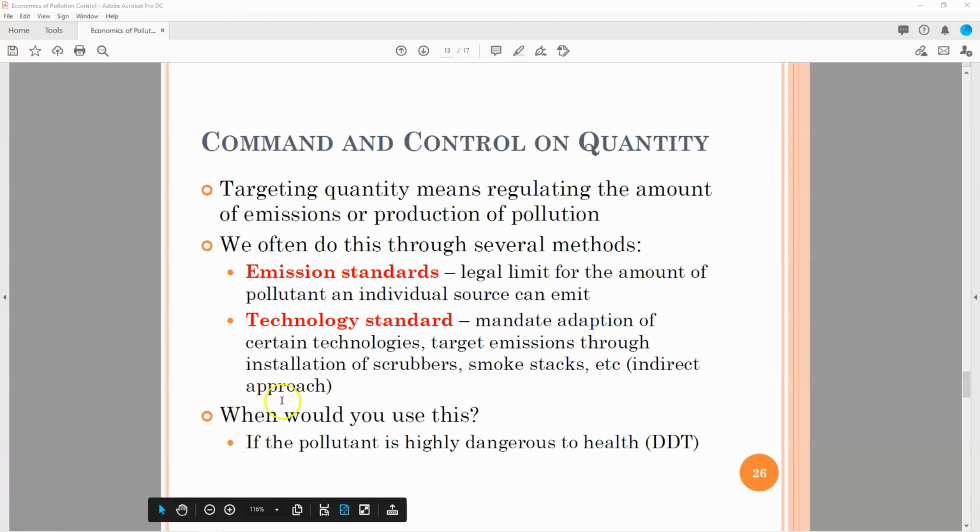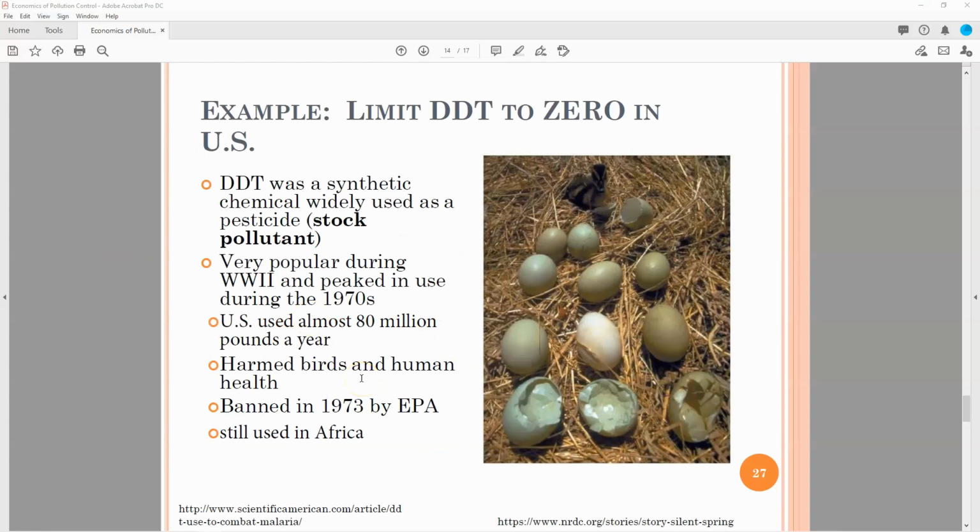When would you use this method? If the pollutant is highly dangerous to human health or highly dangerous to the ecosystem. For example, we can use the command and control method to control the use of DDT. It is a famous example in the US that the US government limits the use of DDT to 0. DDT was a synthetic chemical.